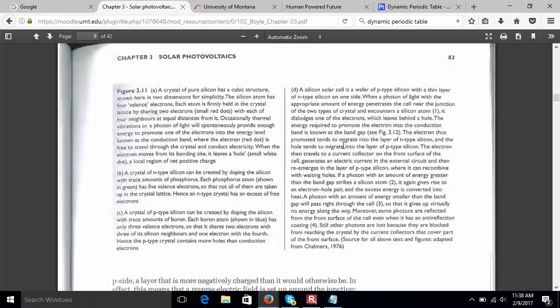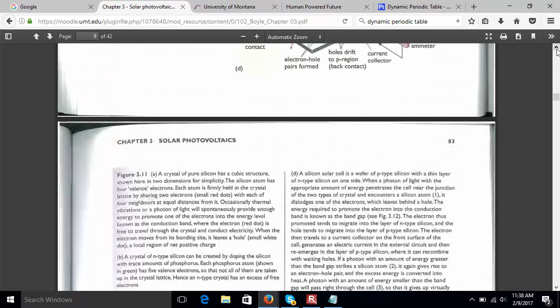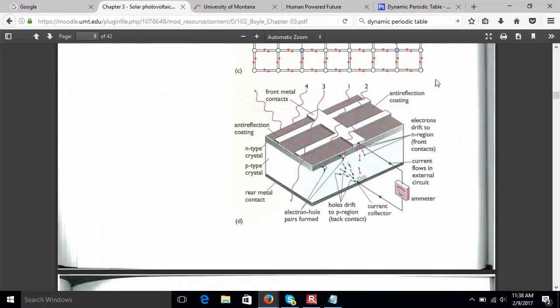The electron thus promoted tends to migrate into the layer of N-type, and the hole tends to migrate to the P-type. The electron then travels to a current collector on the front surface. So that's what's going on here with photon number 1. Comes in here, smacks an electron, and this electron-hole pair is formed.